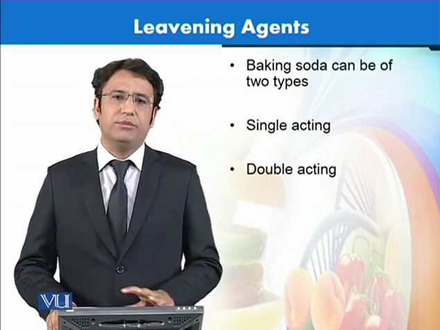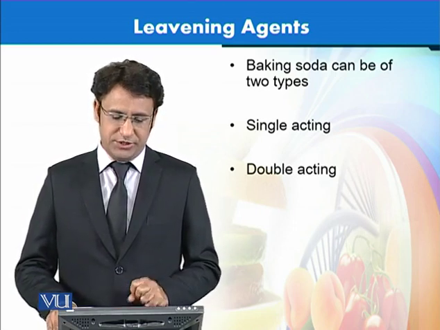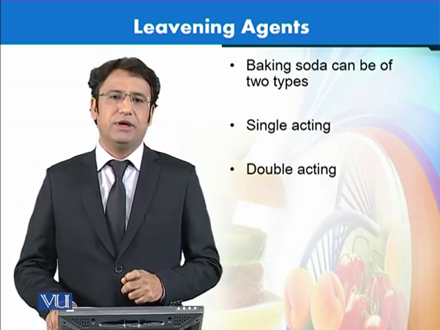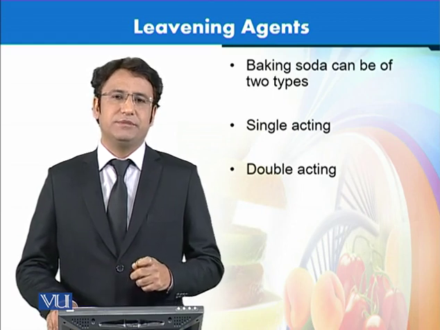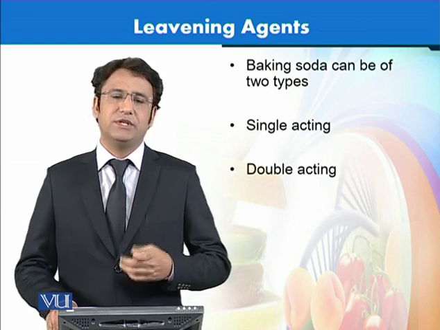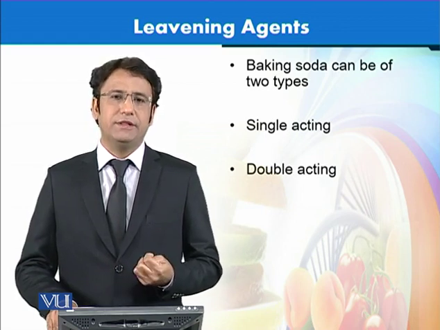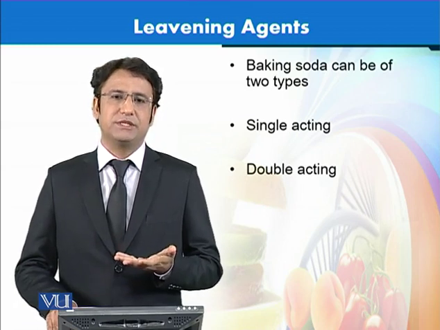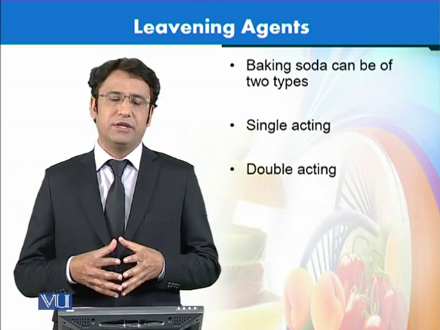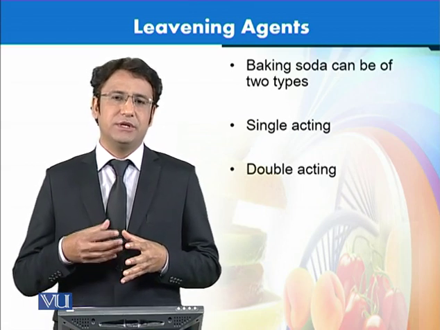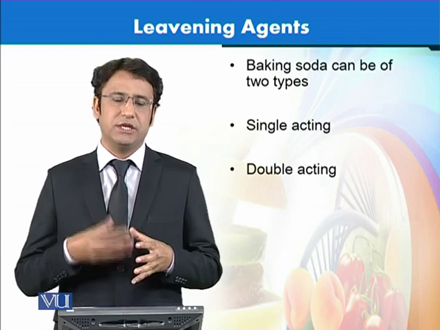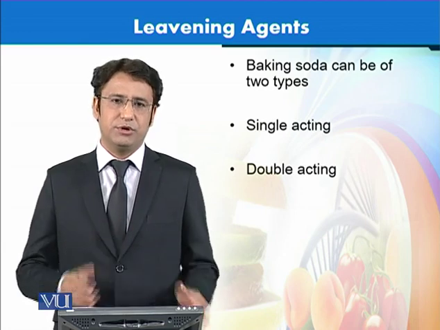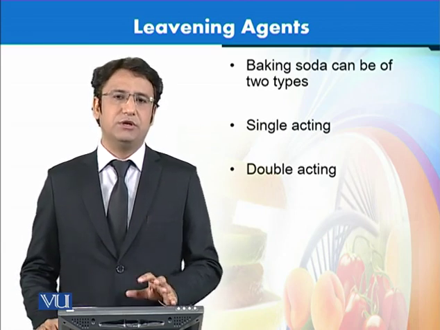Baking soda could have two types. It can be single acting or it could be double acting. Single acting means that the production of carbon dioxide happens at one step, only once. Double acting soda would produce carbon dioxide when the reactants come together at one stage, and then carbon dioxide is further produced in the process of heating in the oven. At that time there would be even more carbon dioxide produced, and that would be helpful for producing better volume of the end product.